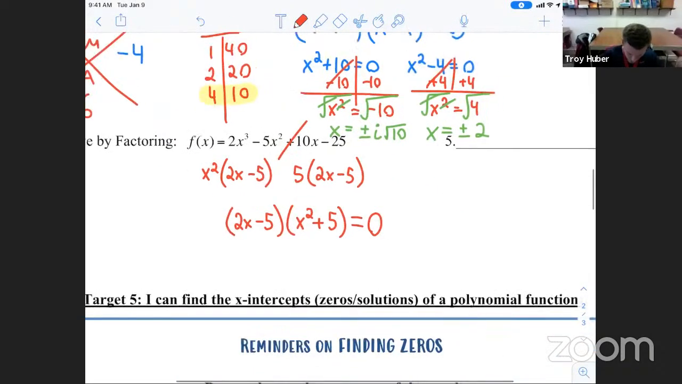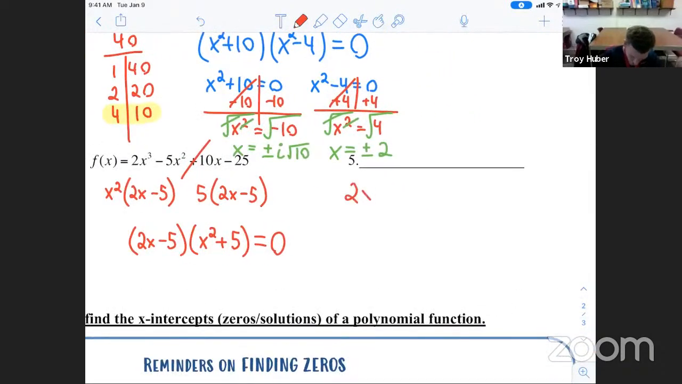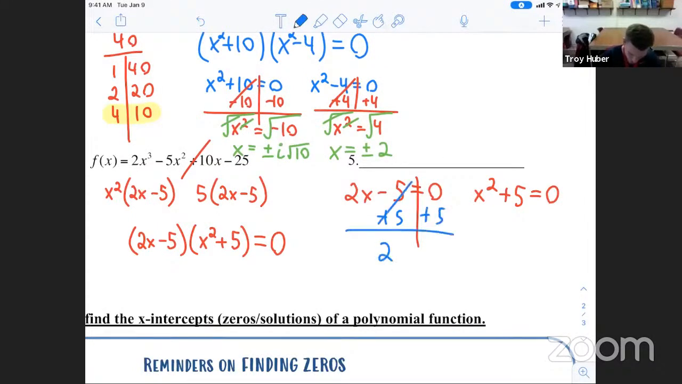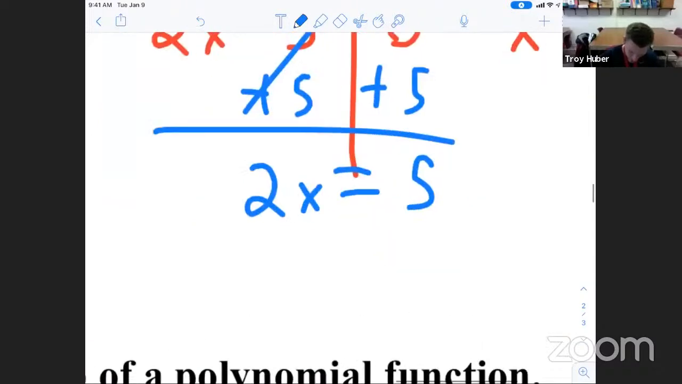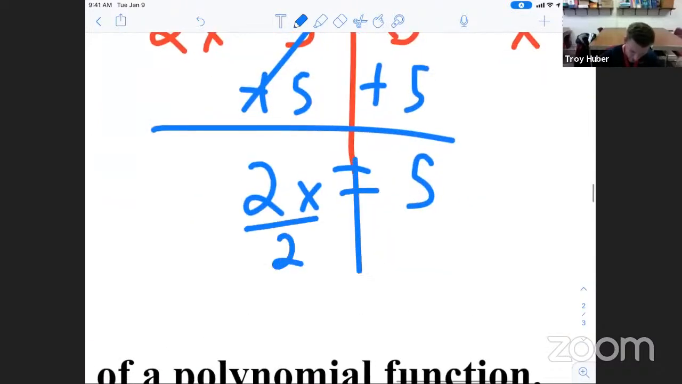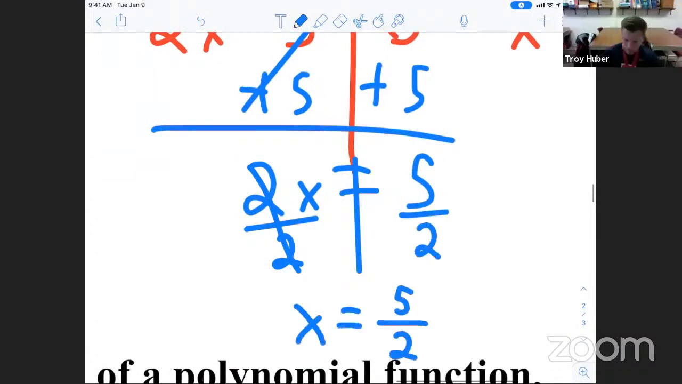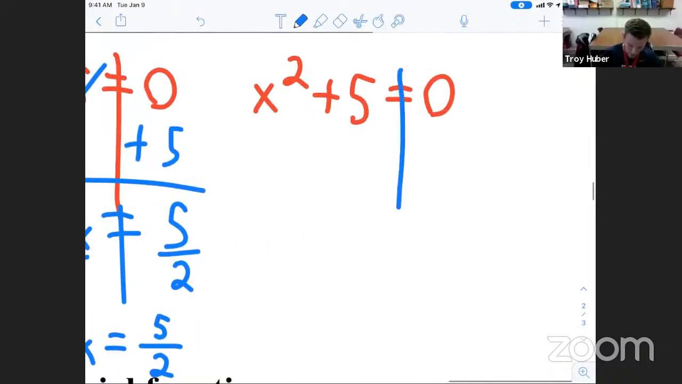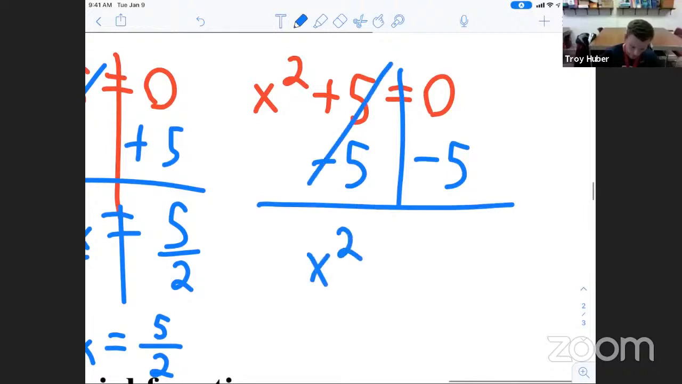All right, and then we would have to set this equal to 0. So now let's just set both of those equal to 0. So I have 2x minus 5 is equal to 0. And you have x squared plus 5 is equal to 0. So we would want to add 5 to each side. So I get 2x is equal to 5, and then let's just divide each side by 2. So I got x is equal to 5 halves, or 5 over 2. And on this side, subtract 5 on either side. So I get x squared is equal to negative 5.